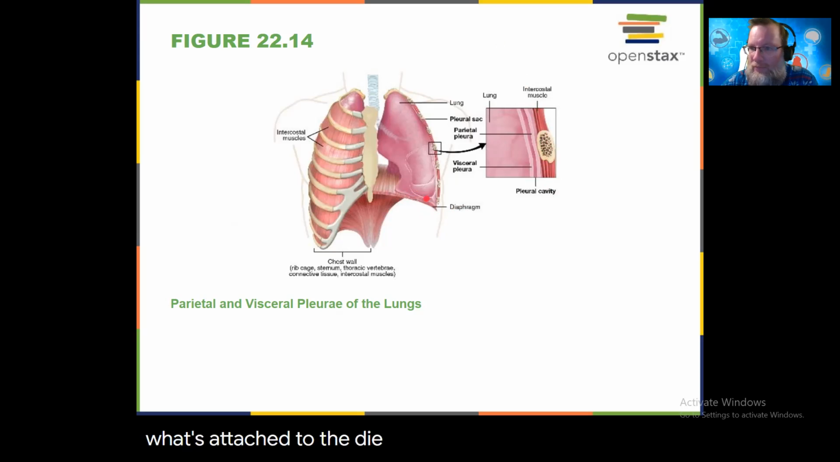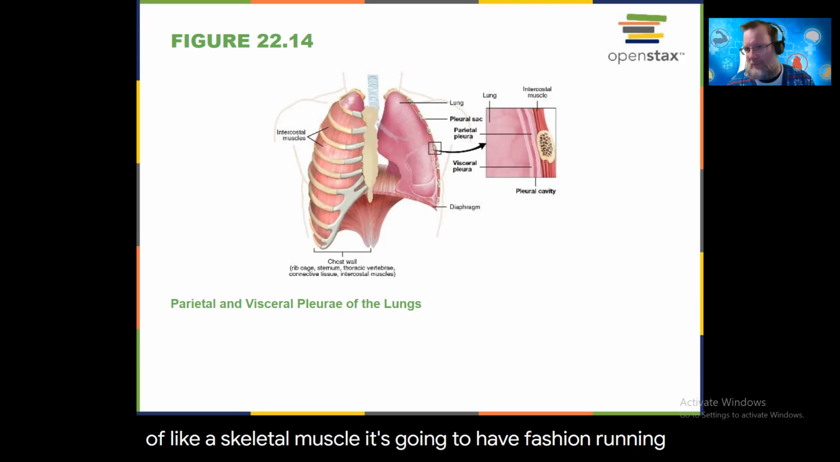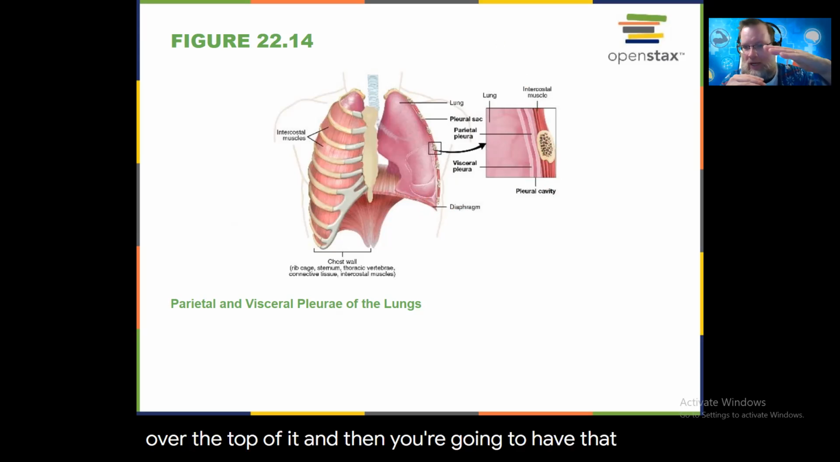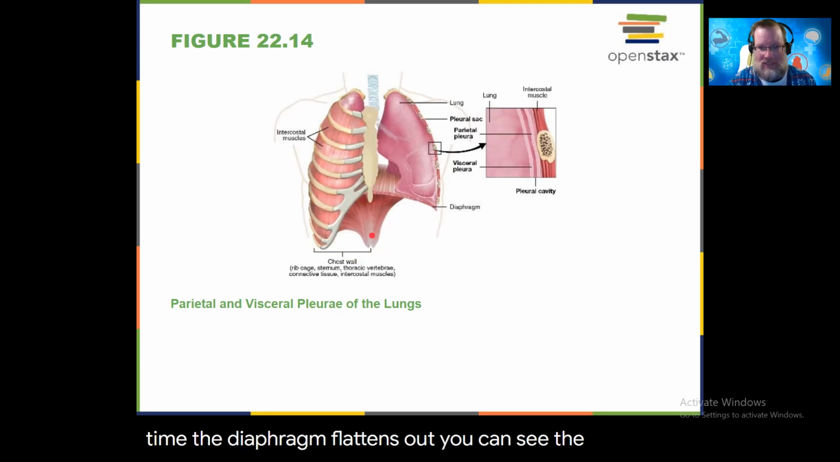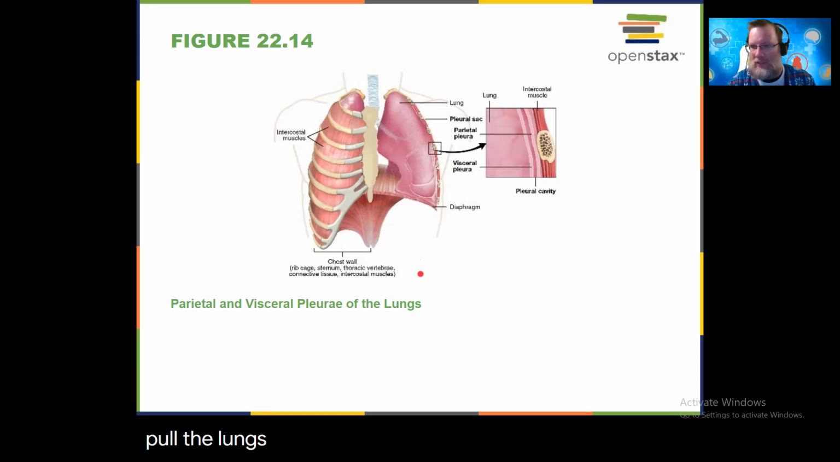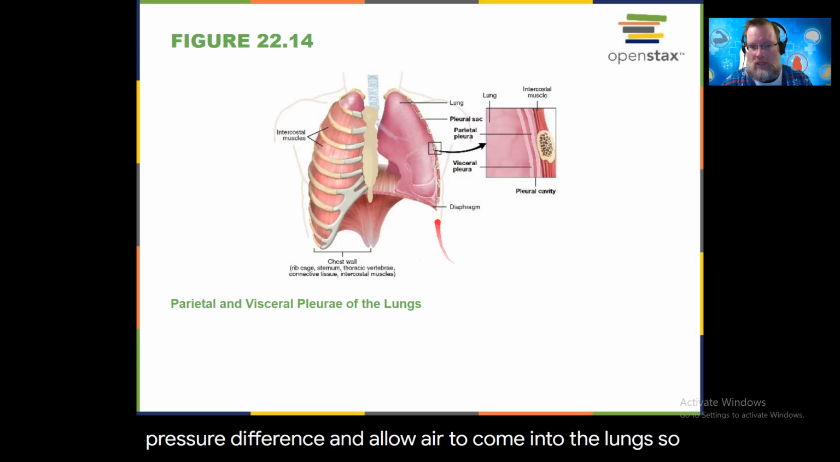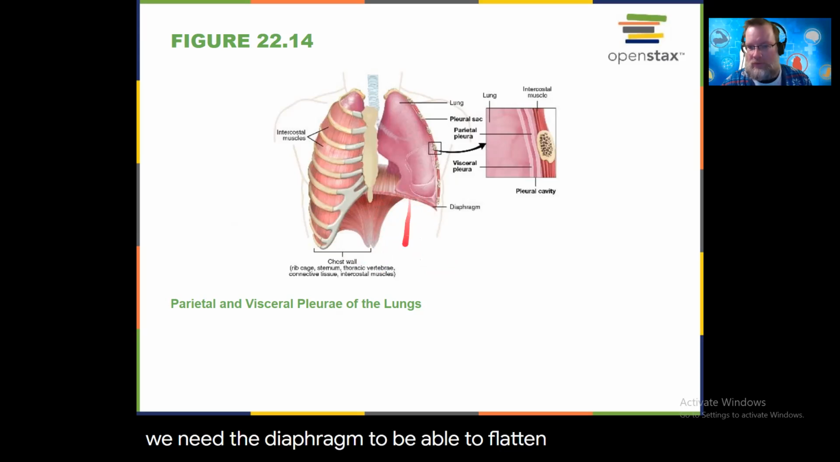attached to the diaphragm. So the diaphragm is going to have, because it's a muscle, right? The diaphragm is just kind of like a skeletal muscle. It's going to have fascia running over the top of it, and then you're going to have that parietal pleura right on top of the fascia of the diaphragm. So every time the diaphragm flattens out, you can see the central tendon here. When the diaphragm flattens out, it's going to pull the lungs with it, and we're going to see the lung volume get larger, and that's going to create a pressure difference and allow air to come into the lungs. So we need the diaphragm to be able to flatten to pull the lungs with it.